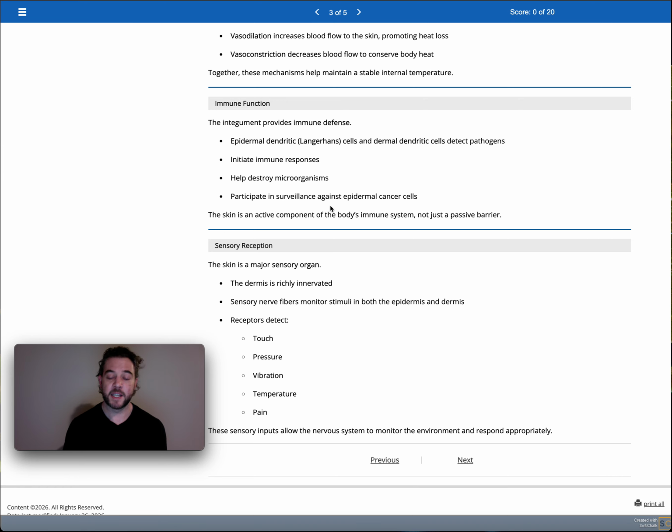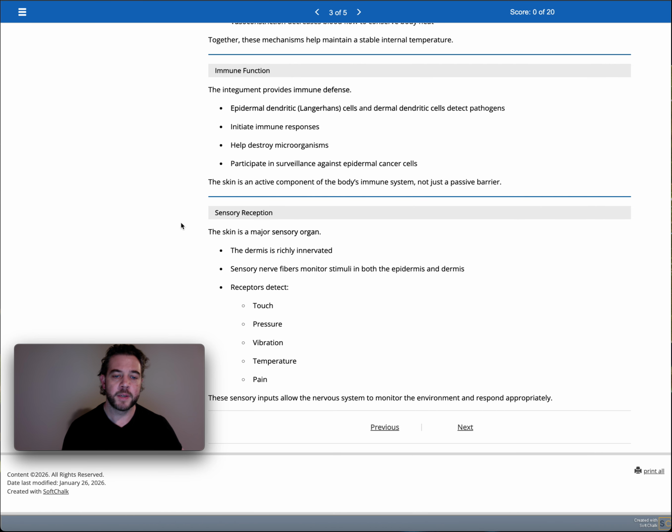It participates in surveillance against epidermal cancer cells as well. And I like this, adding that it's an active component of the body's immune system, not just a passive barrier. We will see when we get into the immune system discussion that the skin is your first line of defense against pathogens.